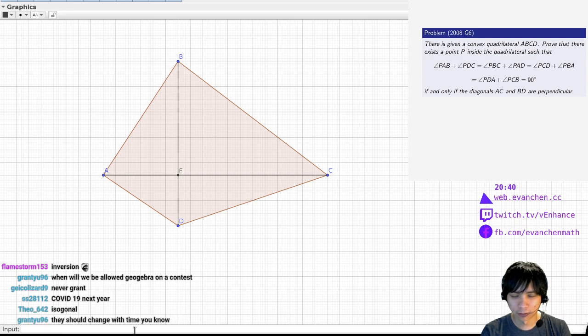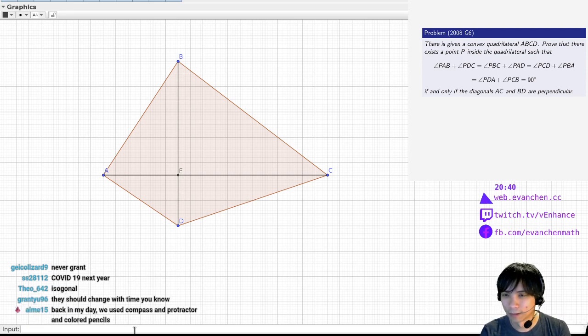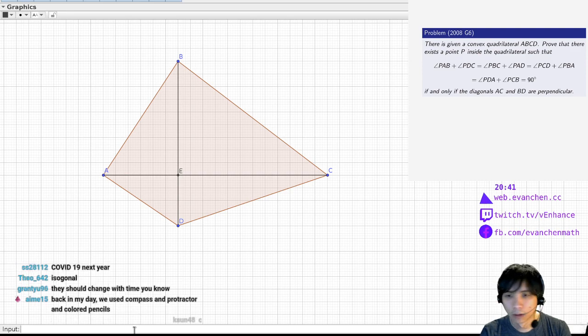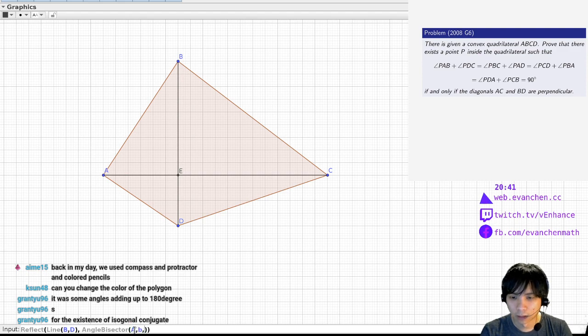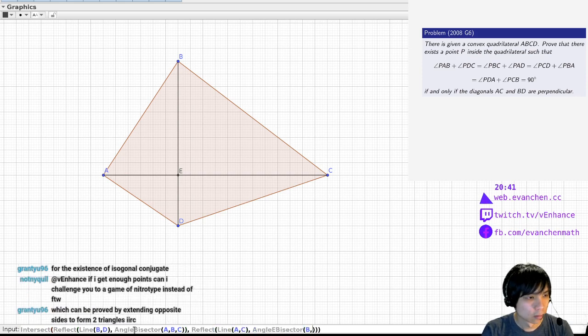I don't know. Okay, I have a guess where this point P is. I'm going to see if that guess is right. PDC, right? And AB... I think I know where that point actually is. Okay, so reflect line BD. Sorry, let's do bisector ABD. Nope, not BD. Wait, what? Oh, ABC, that's why. Bisector BAD. Too many parens.